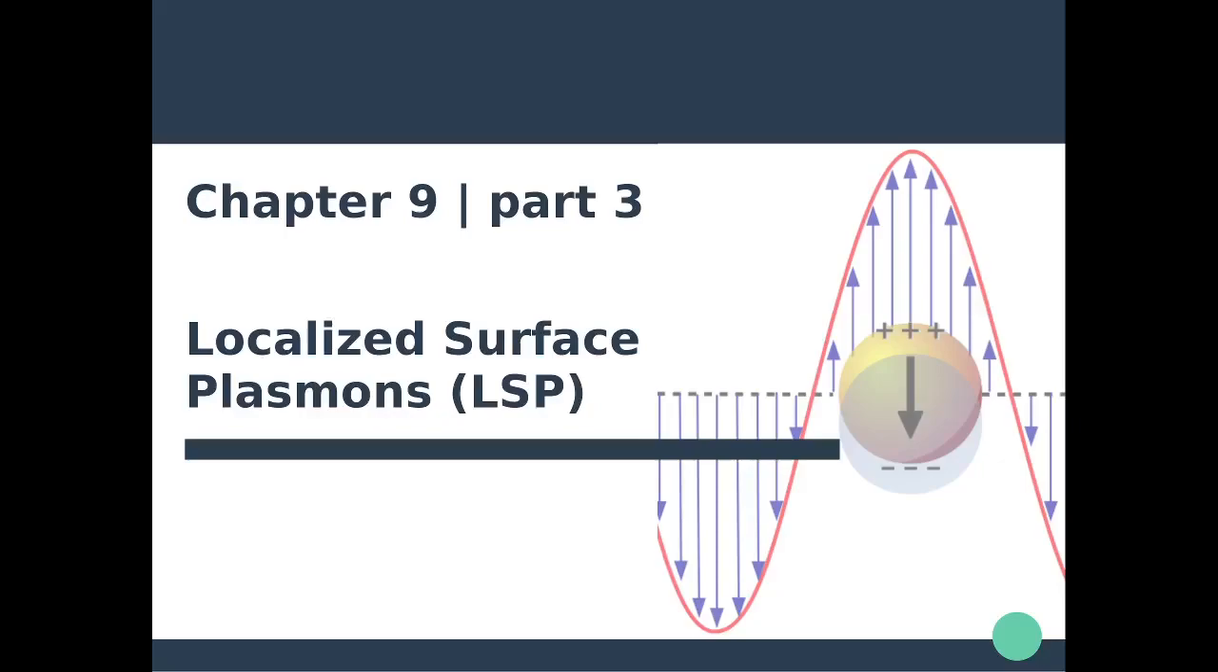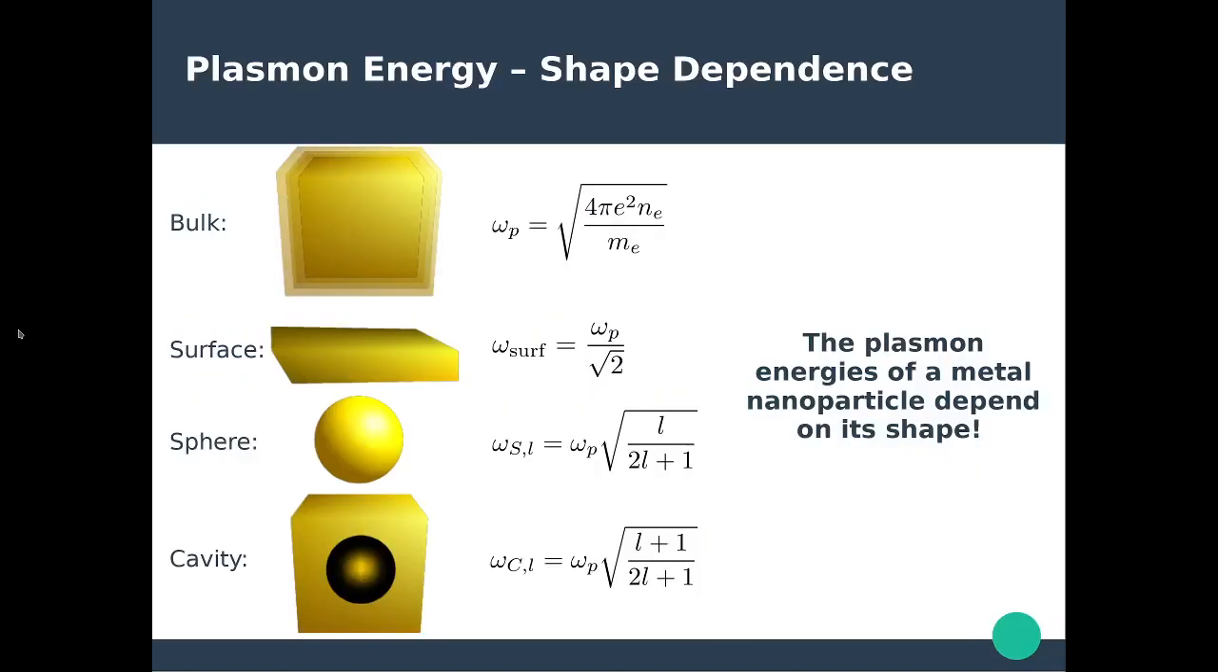Hello everyone, and welcome back to this Nanophotonics and Plasmonics course. Now that we know about localized surface plasmons, what they are, where they came from, as well as how we can calculate them, it is now important to look at the properties of those elementary excitations. So the first thing to notice is that the plasmon energy depends on the shape of your object.